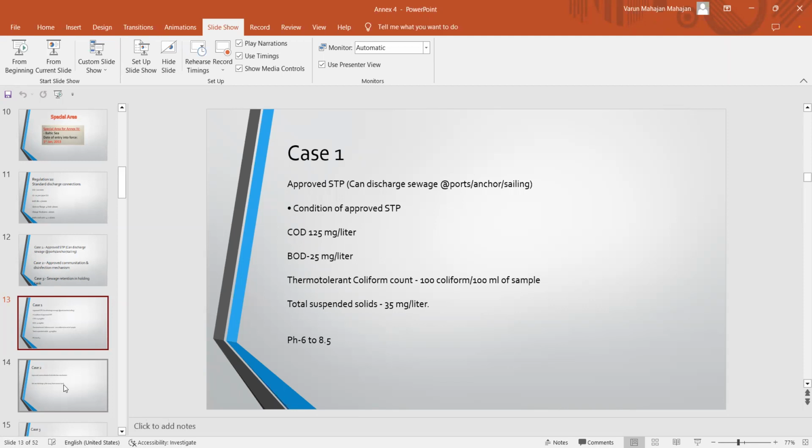Guys, these values are the correct values. I know that somewhere in some notes and everything, it might be possible some other values are written, but I have taken these values from a manual, from my ship manual, and my ship's STP plant was an approved plant. I will show you for your reference where it is written in the manual, so that you can trust these values.